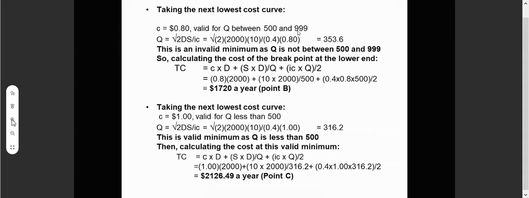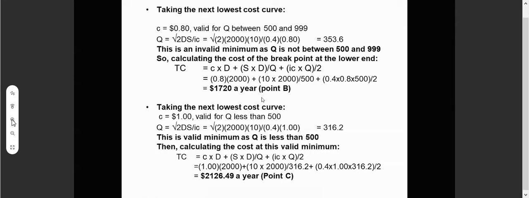500 hingga 999. So, calculating the cost of the breakpoint at the lower end, total cost for the 80 cent, we need to replace Q with the minimum order quantity in the range of unit price 80 cent. So, we replace Q with 500. The total cost with the minimum order quantity of 500 is 1,720 ringgit. So this total cost will be point B.